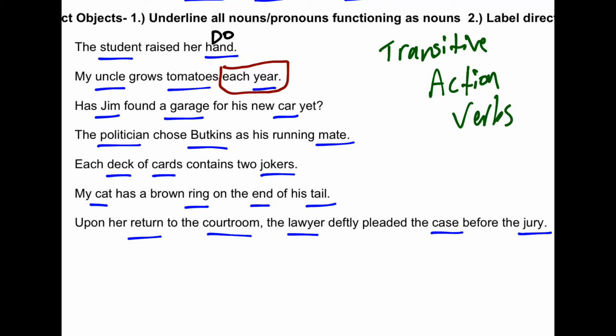Hand answers the question raised what? Grows what? Tomatoes. Found what? A garage. Chose who? Butkins. Contains what? Jokers. Has what? A ring. Pleaded what? The case. Those are all direct objects.